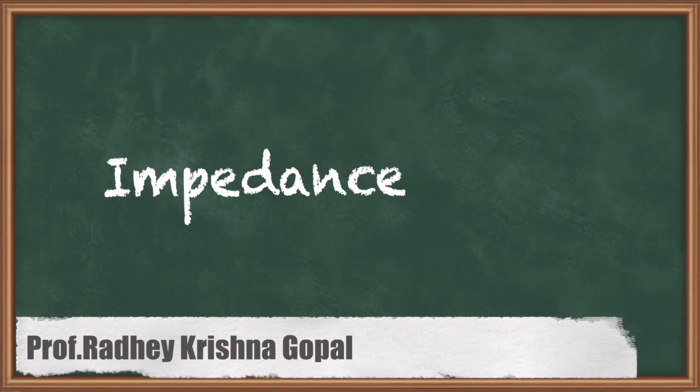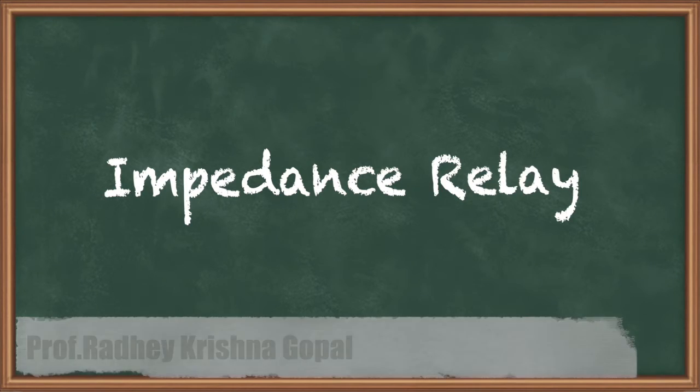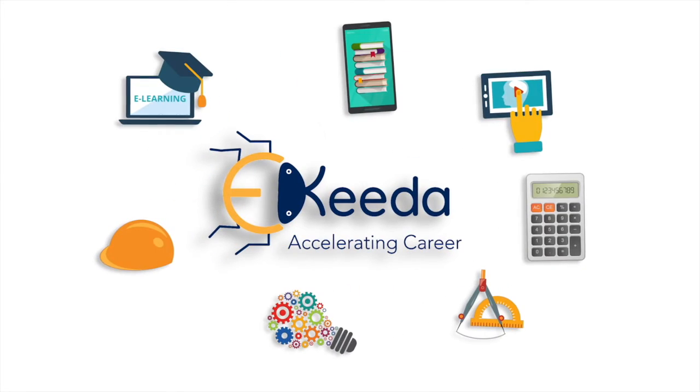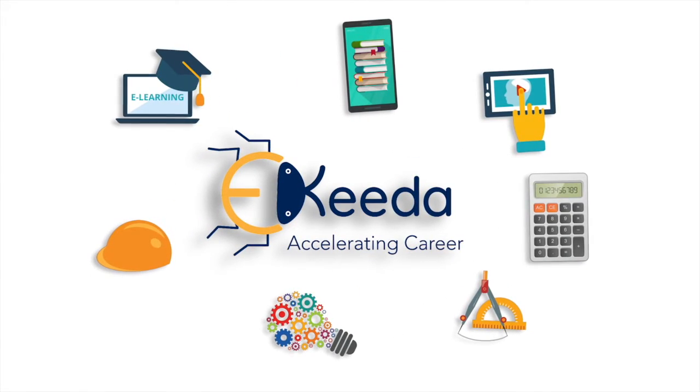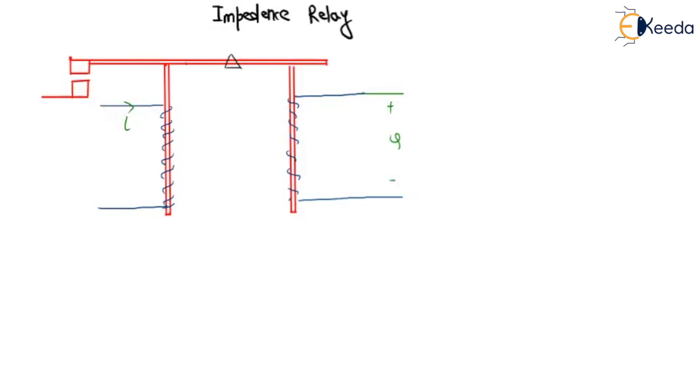Hello friends, now we are studying impedance relay. This is the balance beam relay and the secondary of CT has been given to the operating coil and the secondary of potential transformer has been given to restraining coil. So let us revise the distance relay.